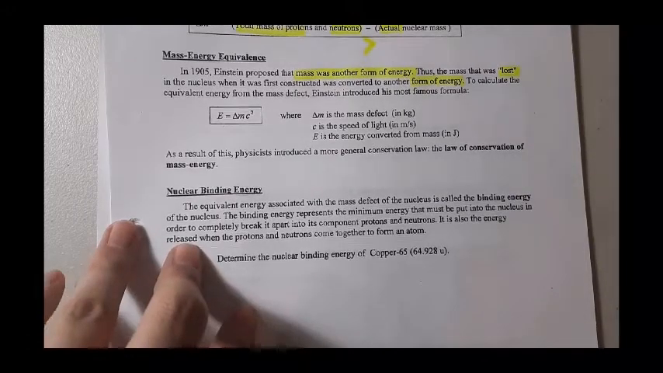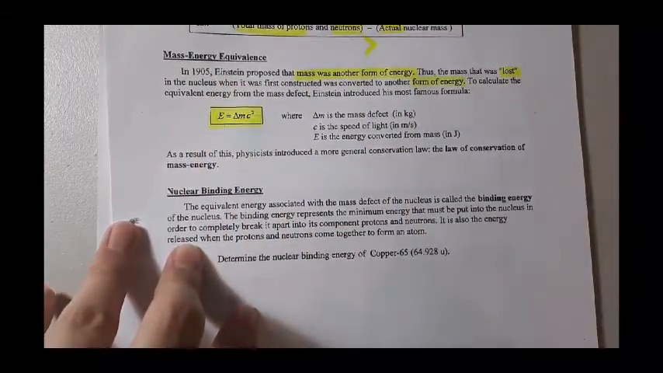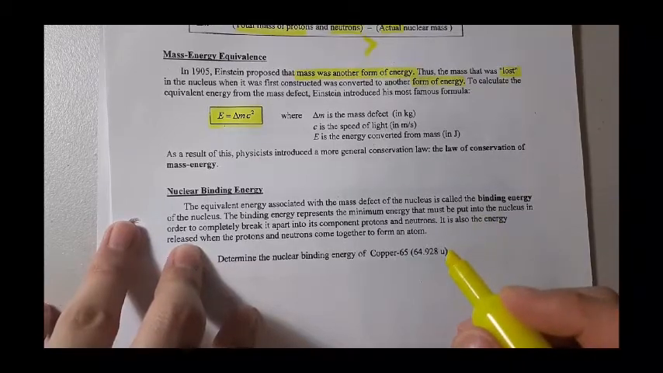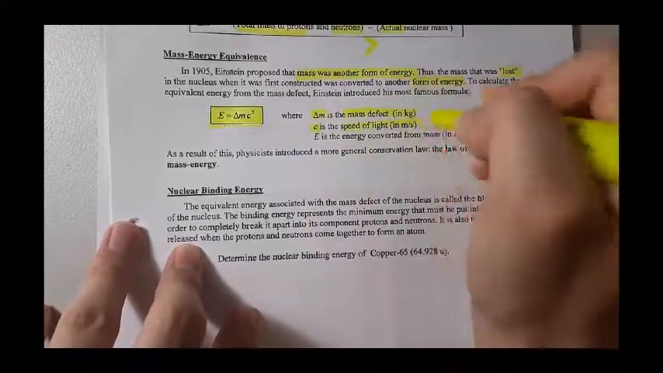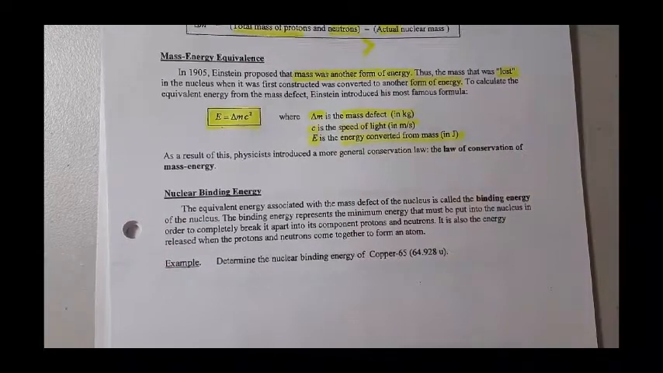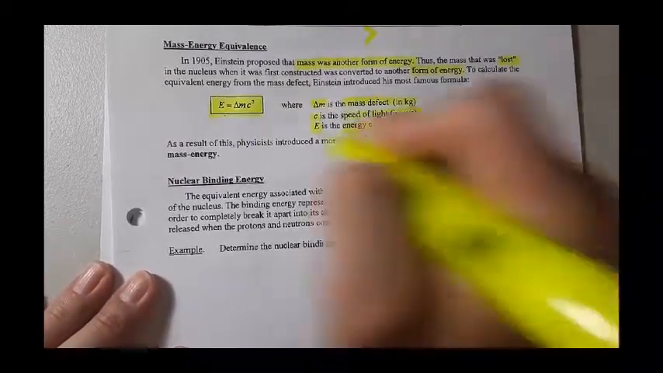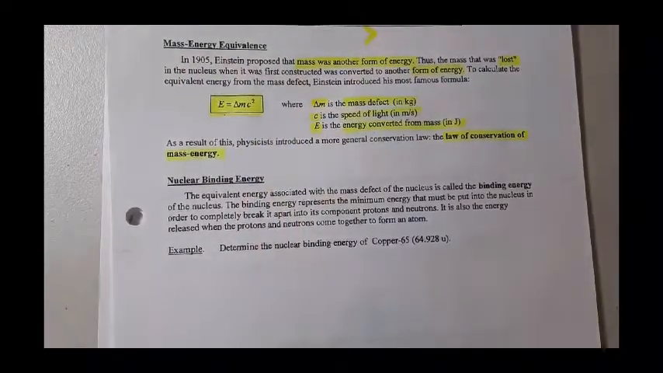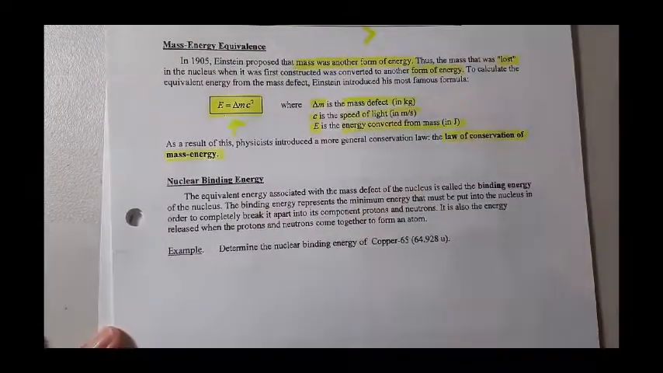So to calculate this equivalent energy from the mass defect, he suggested a formula, one of the most important formulas that has come out, which is E = mc squared. Delta m is mass defect, c is speed of light, E is energy converted from mass. So as a result, physicists introduced this mass defect and energy from it as the law of conservation of mass-energy, and that's specifically referring to this formula that you see above there.